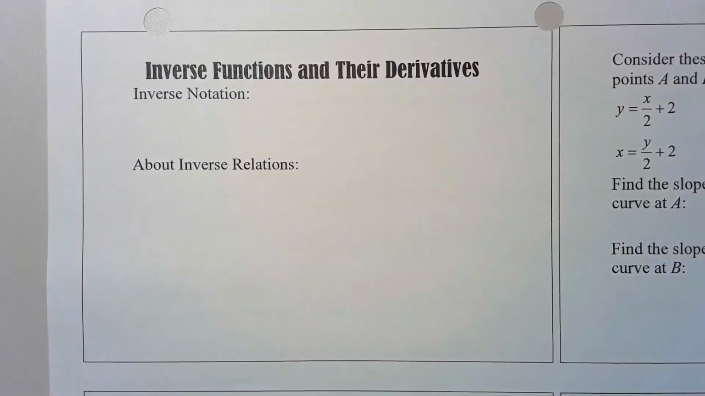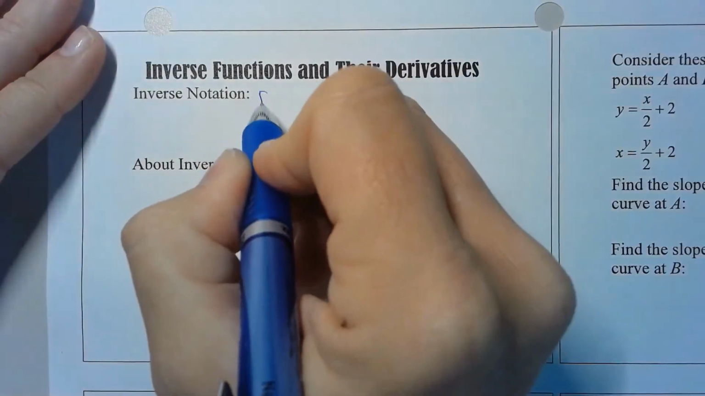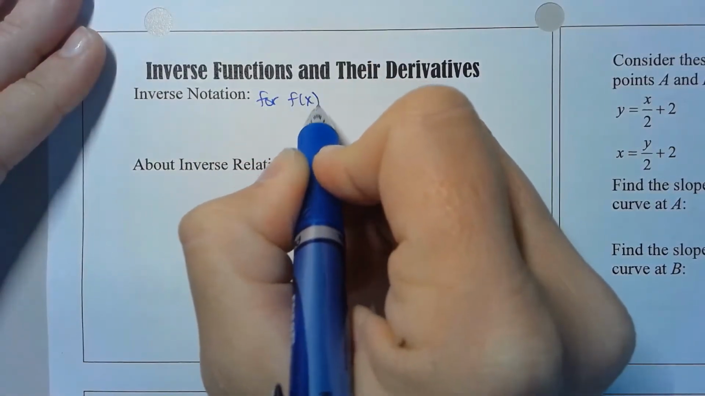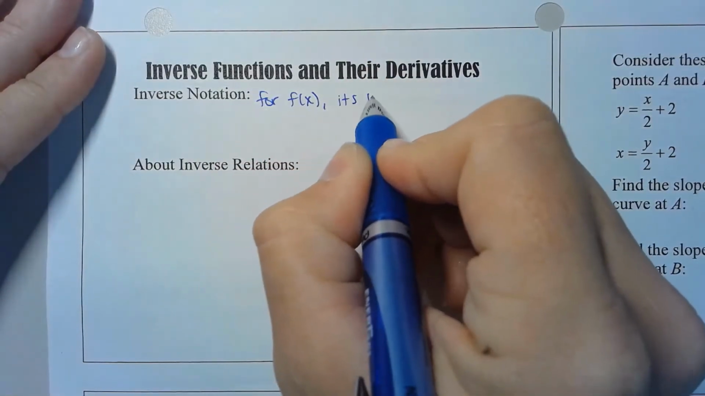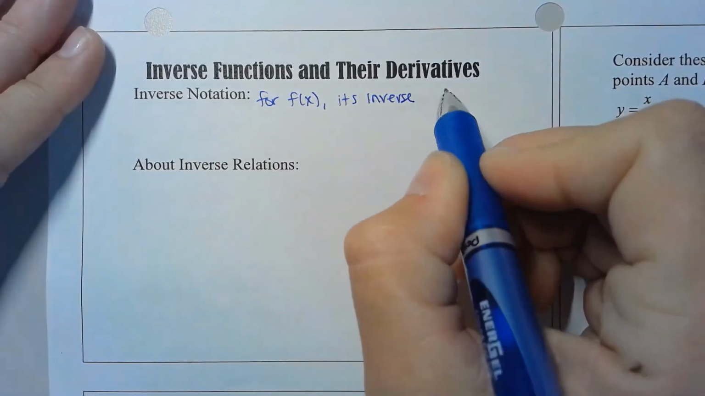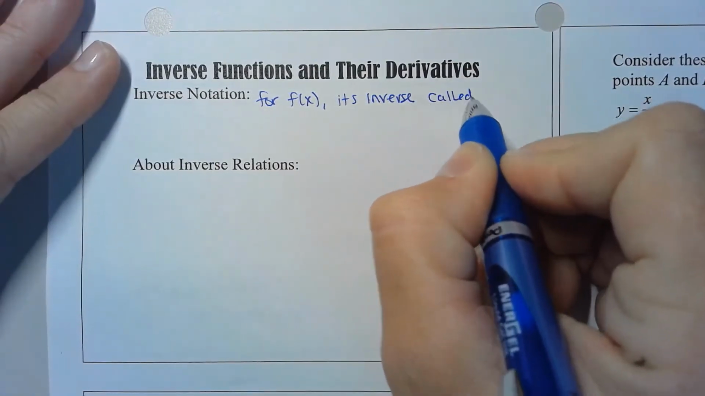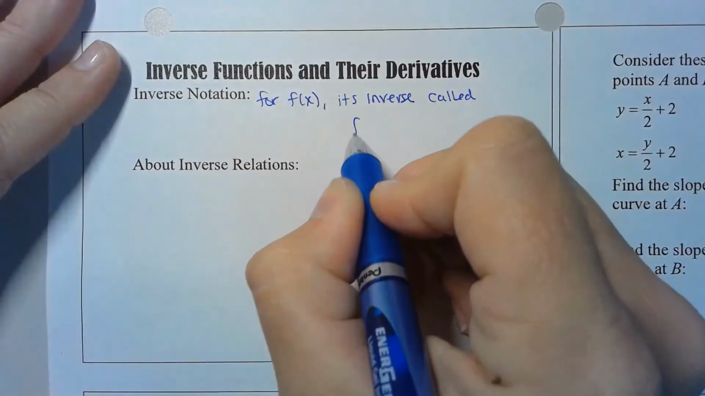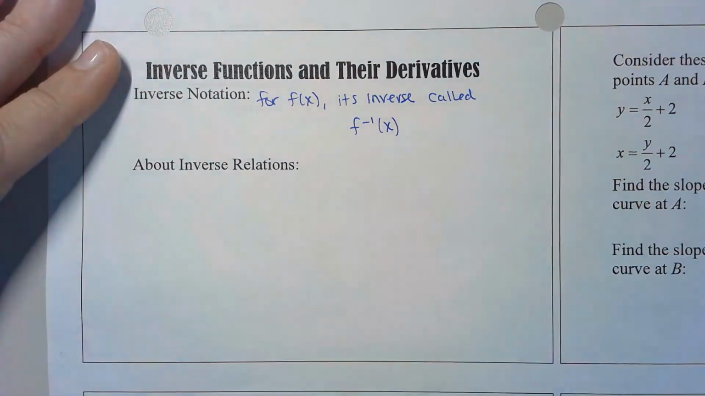All right, so we're going to wrap up our derivatives, really all of our derivative rules today, by talking about some inverse functions. Before we do that, let's do a quick review. What do we know about inverses? First of all, with notation, for a function called f of x, its inverse is called the inverse of f, but it looks like that.